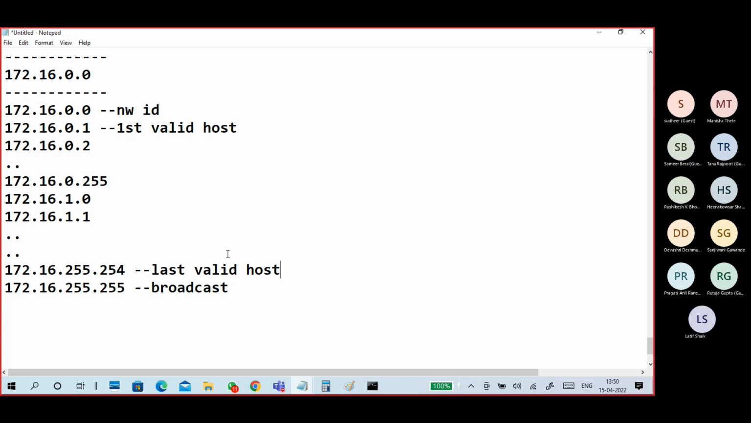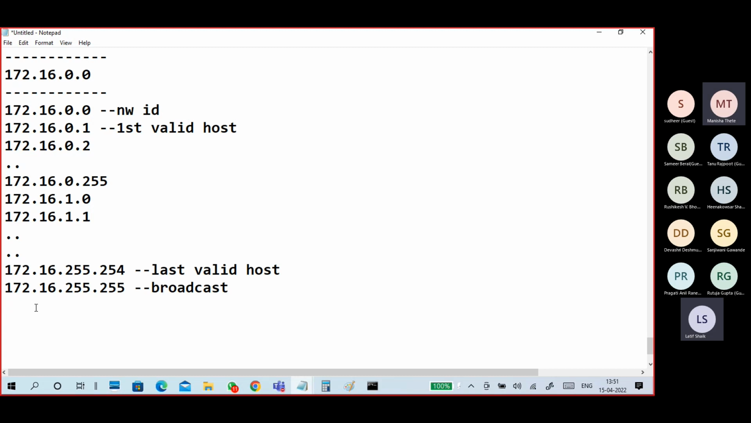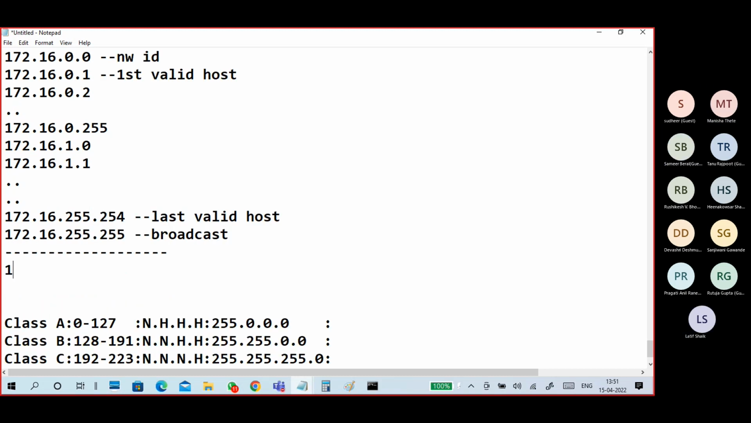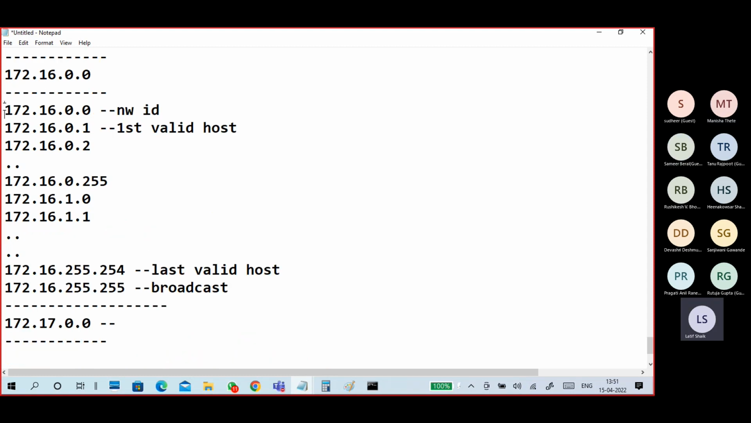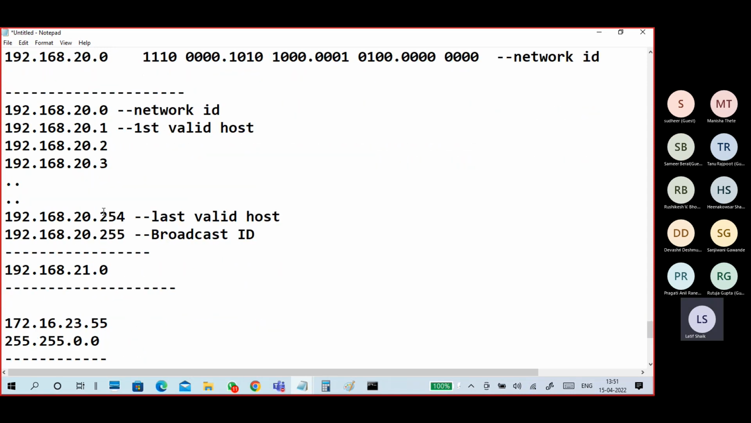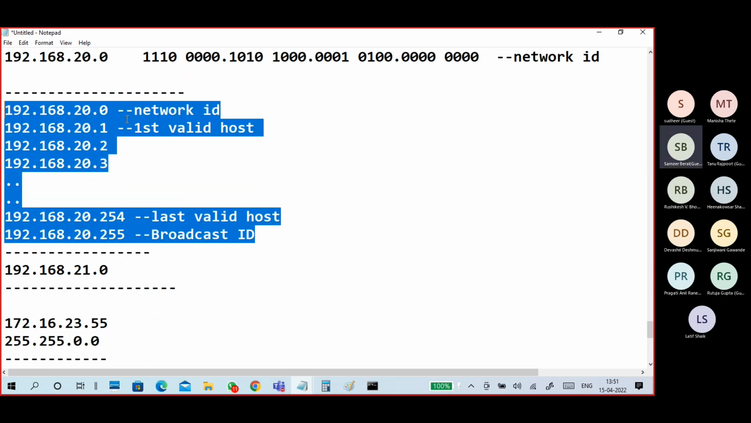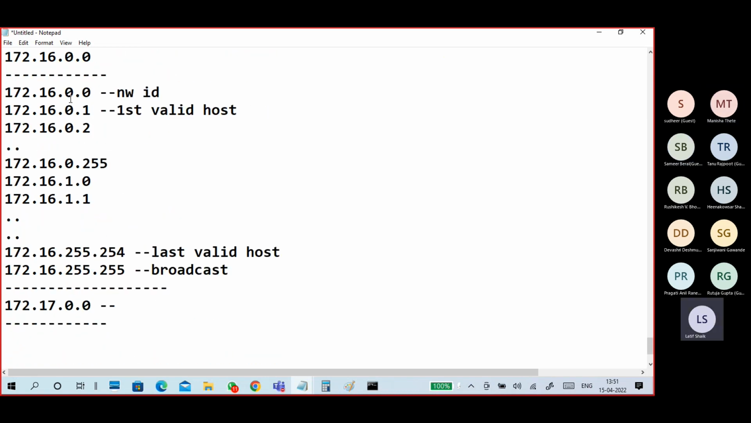So this is a total one single network. The next network automatically is 172.17.0.0. It's a separate network. So this is one single network. See how big it is. If you go through this one, the smaller one is 0 to 255.